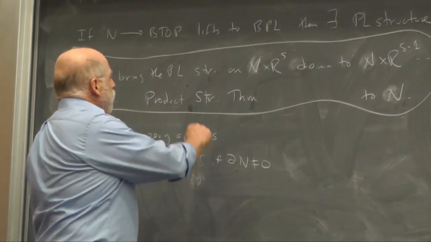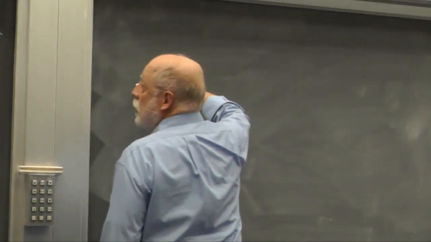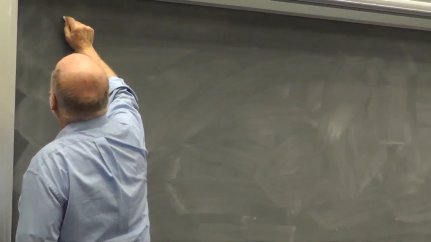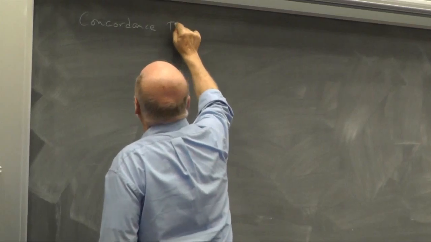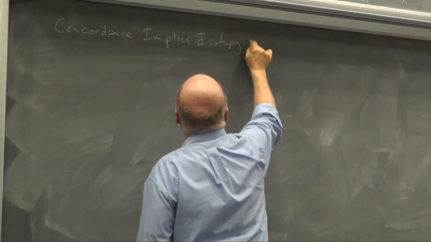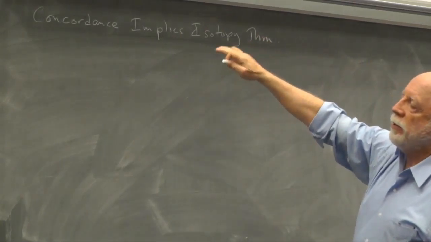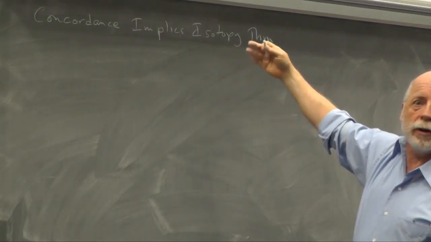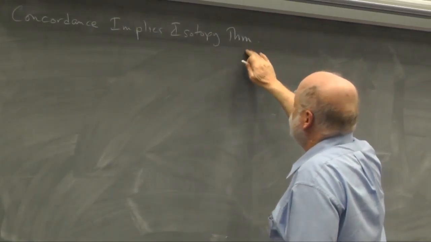But the helper theorem for this is something called the concordance implies isotopy theorem. These two theorems are written down well in the first essay in the book Kirby-Siebenmann, so there's a reference there. So what does this theorem say?